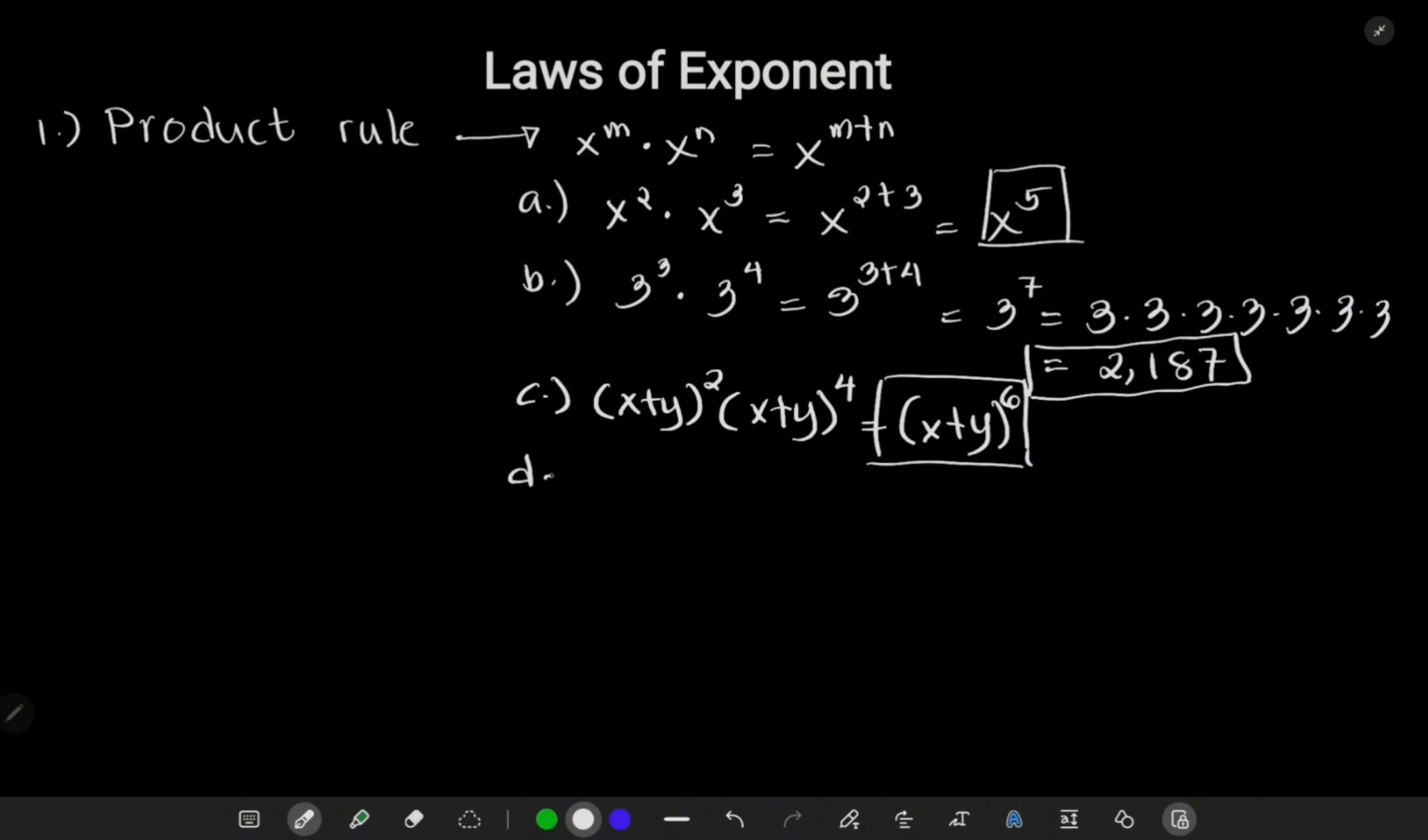Then how about if we have a numerical coefficient? So let's say if we have 5x to the fifth power times 2x raised to the fourth power. So first, let's multiply our numerical coefficient, which is 5 and 2. So 5 times 2, so that is 10. And then let's copy the common base. So we have x, and then let's add the exponent. So we have 5 plus 4, so we have 9.